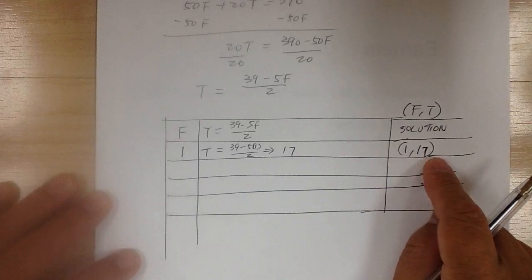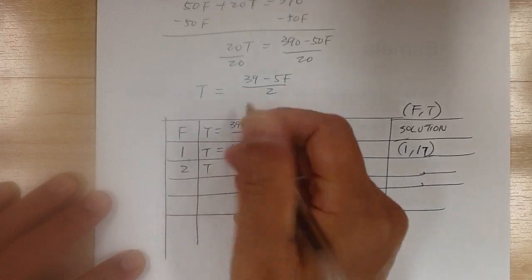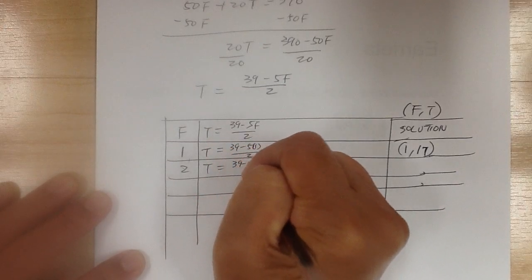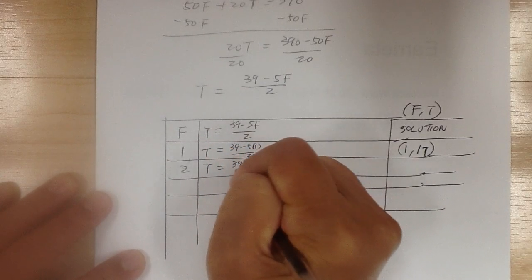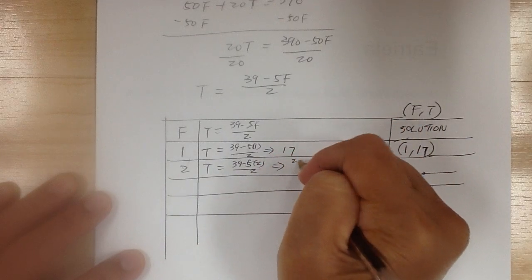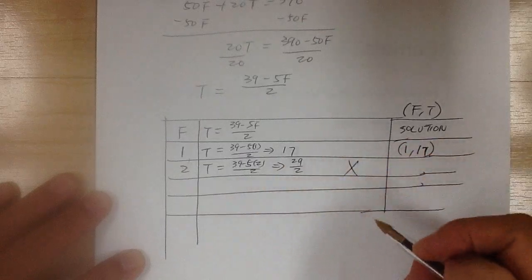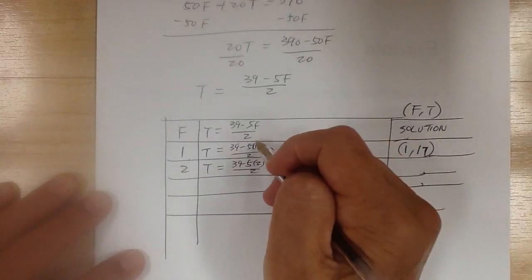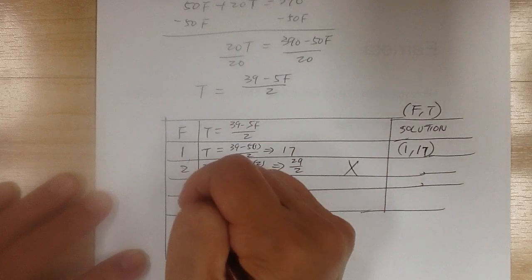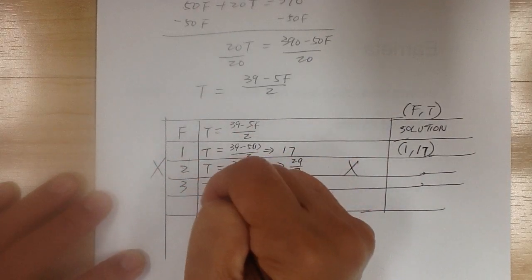And then if you try 2, it's not going to work. Then you're going to end up with 29 over 2, and it had to be a whole number, so this one cannot. As you can see from here, the f had to be an odd number. So you know that this cannot, so you have to do the odd numbers.